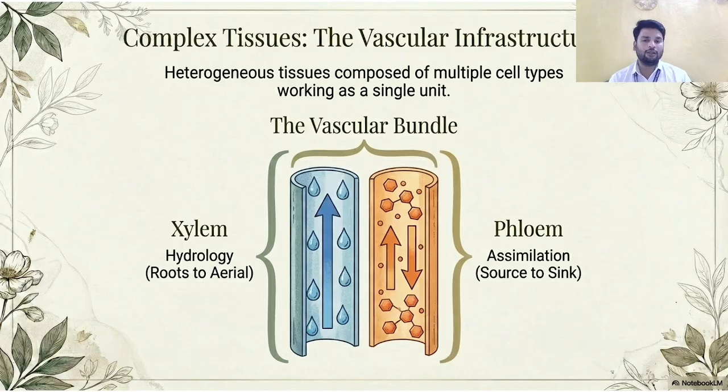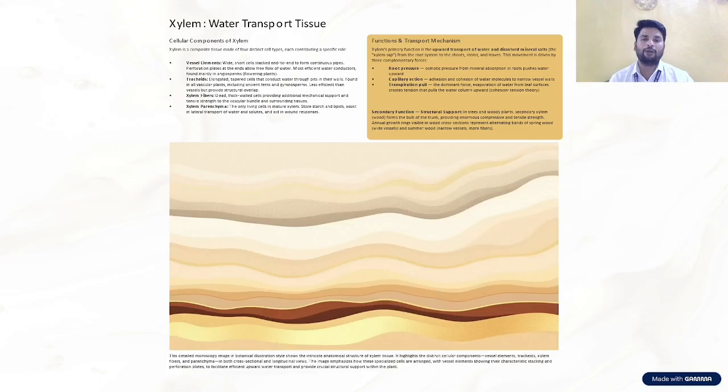The diagram also indicates with the arrows, in the first figure, that xylem shows unidirectional movement and phloem shows bidirectional movement. Xylem is a water transport tissue; let's look at the cellular components of the xylem. Xylem is a complex tissue composed of four distinct cell types, each contributing a specific role. Xylem is composed of vessel elements, tracheids, xylem fiber, and xylem parenchyma.